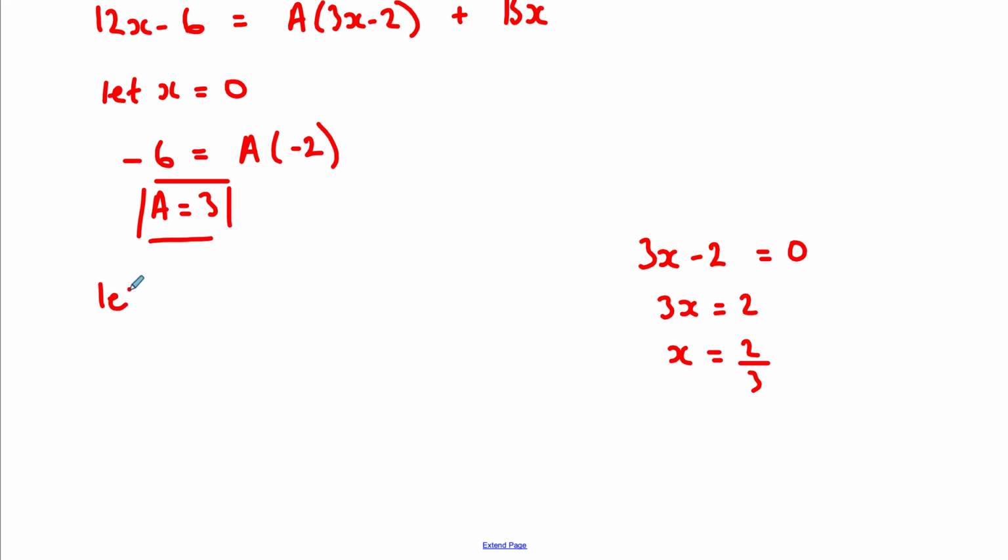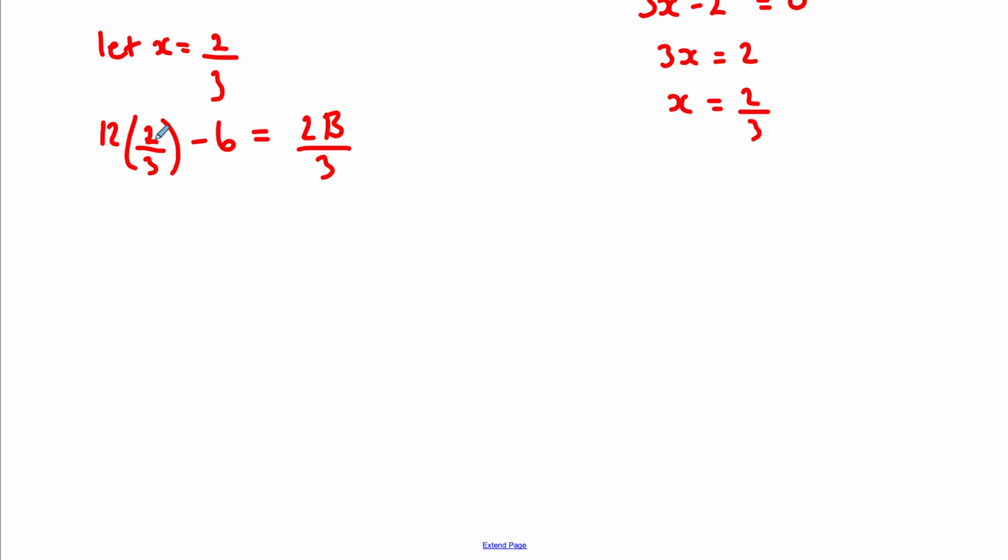We're going to have 12 lots of 2/3 minus 6 on the left equal to b times 2/3, 2b over 3 on the right, because this time the a term is going to be 0. 2/3 of 12 is 8, so we've got 8 minus 6 is 2. And if I times by 3 and divide by 2, I've got that b is equal to 3.